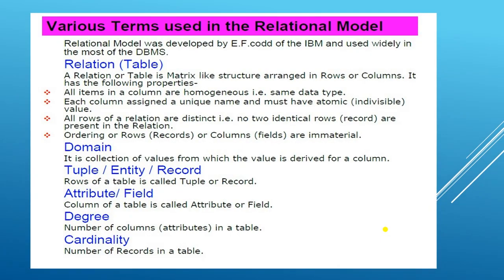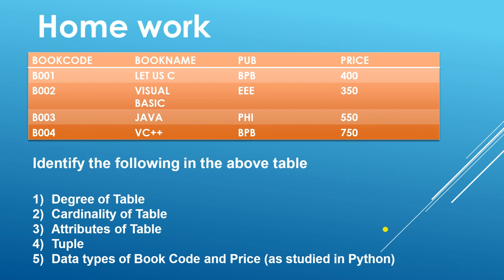Now next is your homework. You can see this is a table. In this table you have to identify the following: the degree of the table, the cardinality of the table, the attributes of the table, what is a tuple, then the data types of book code and the price, as you have studied in Python.